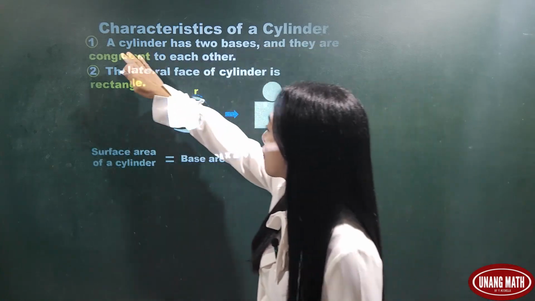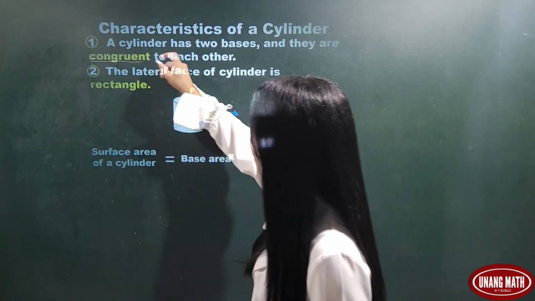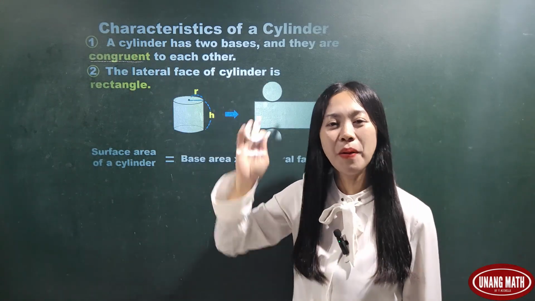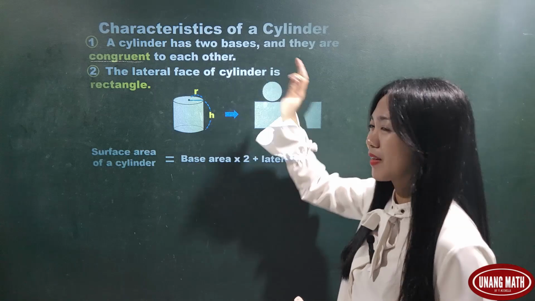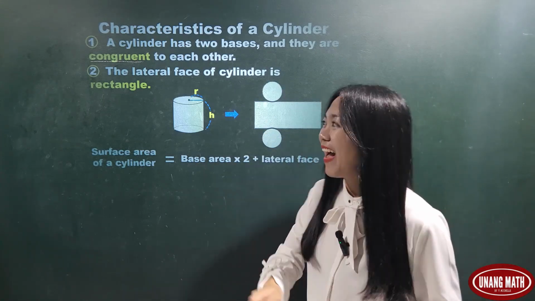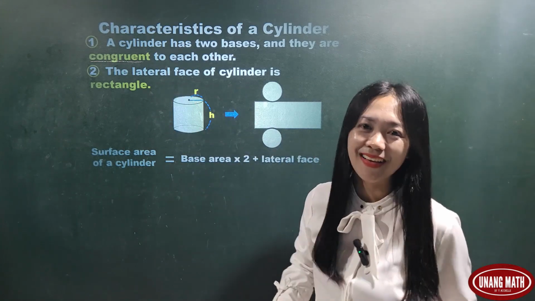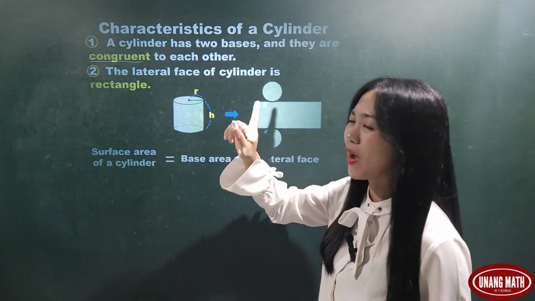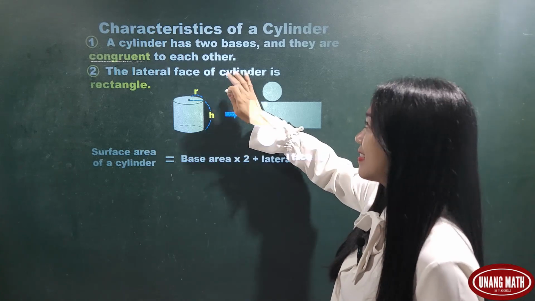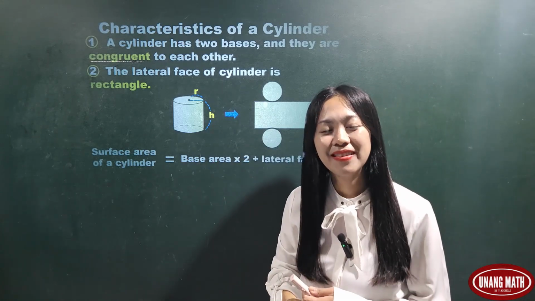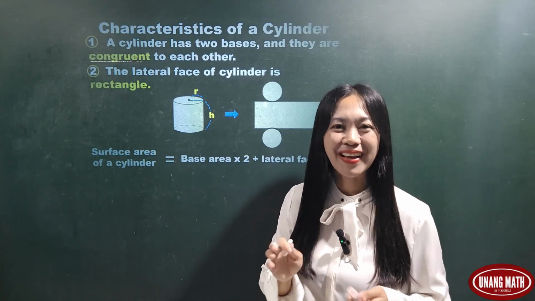of a cylinder. First, a cylinder has two bases and they are congruent to each other. That means the two bases are identical shapes. This is also a characteristic of a prism. What about the second one? The lateral face of a cylinder is a rectangle. A cylinder has only one lateral face and the shape is a rectangle. This is also a characteristic of a prism because a prism's lateral faces are all rectangles.